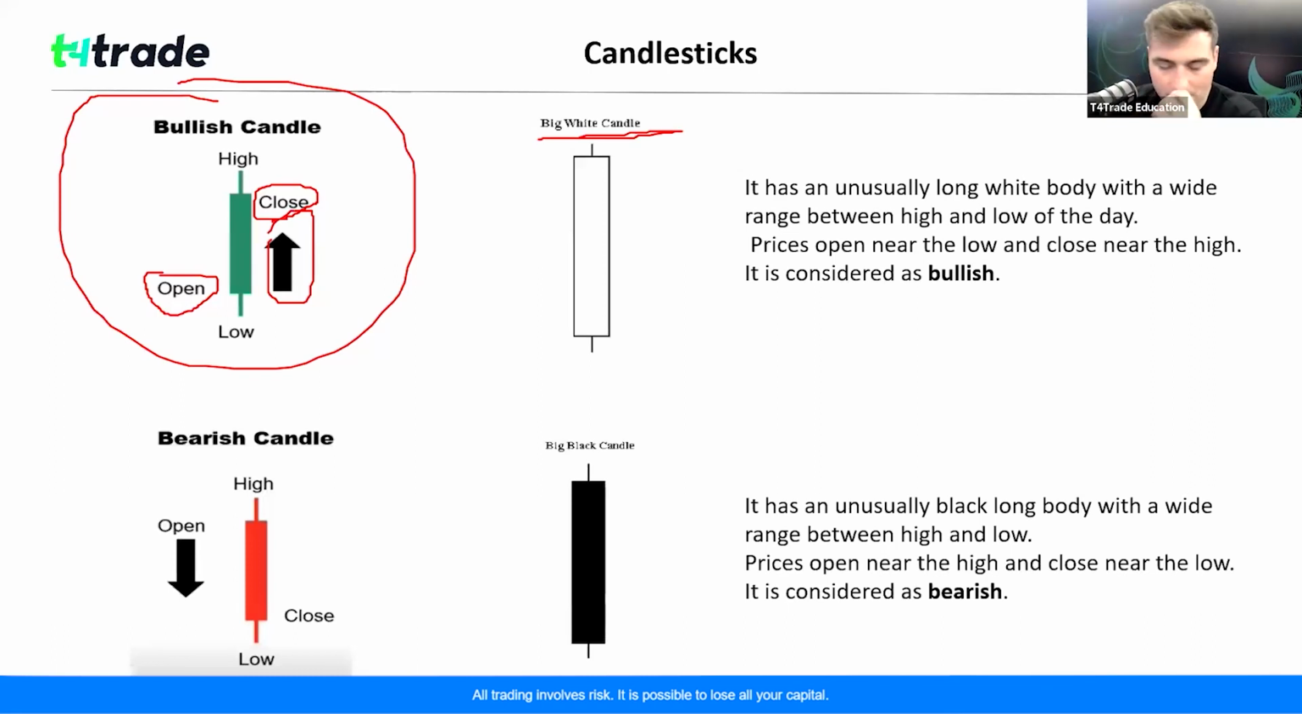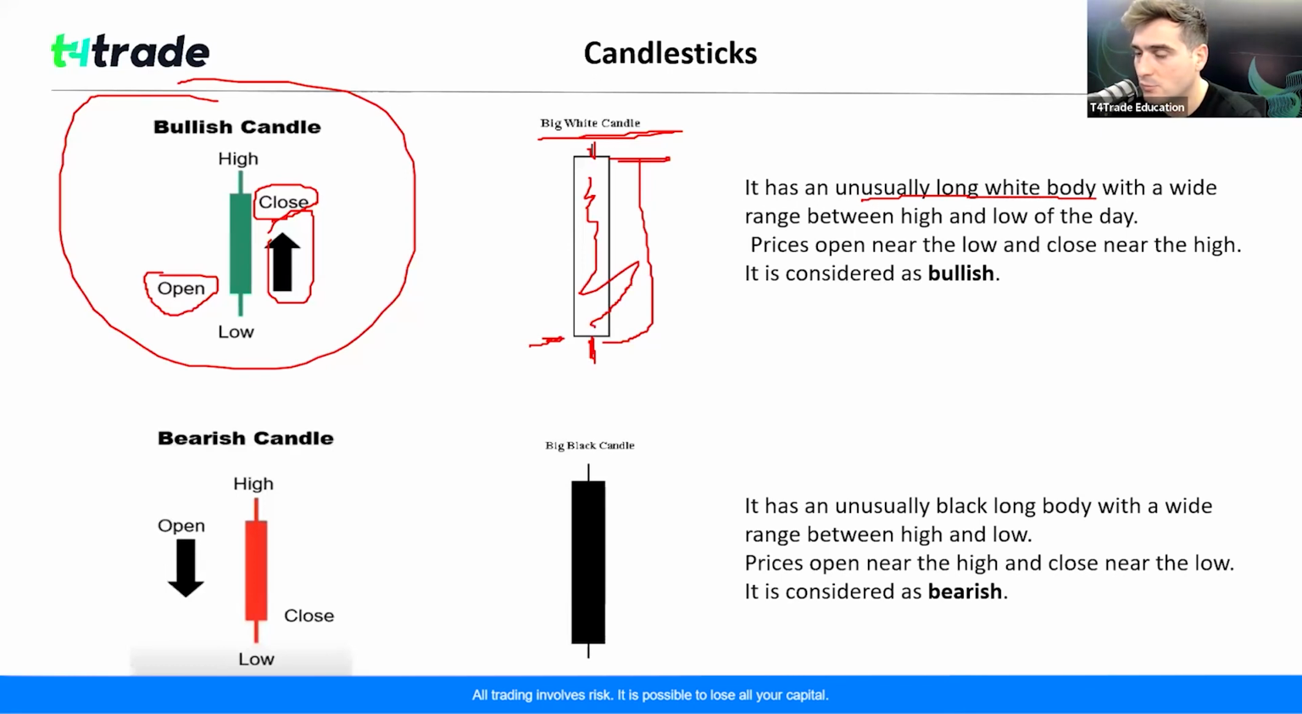black and white candles, before we go into the colors. That's why I'm saying colors are inconsequential. We don't really care about the color. We care about what information they convey. The bullish candle has an unusually long white body. The body is this. This is what we call a wick. So open, close price. This is a bullish candle.